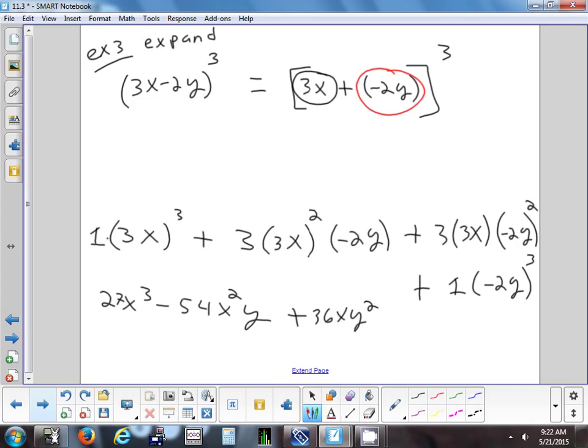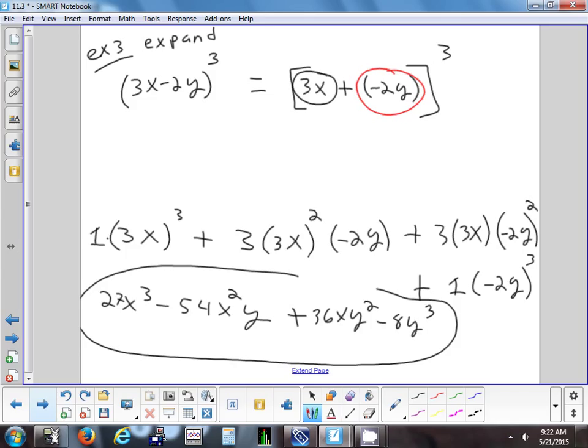Good. Last term, this one's pretty straightforward. Negative 2 cubed is negative 8, y cubed. So that's the binomial theorem using Pascal's triangle, a quick way to do out any binomial to a power. Any questions on those? All right.